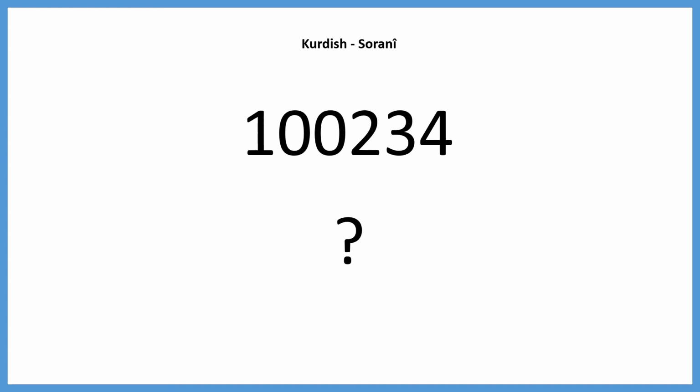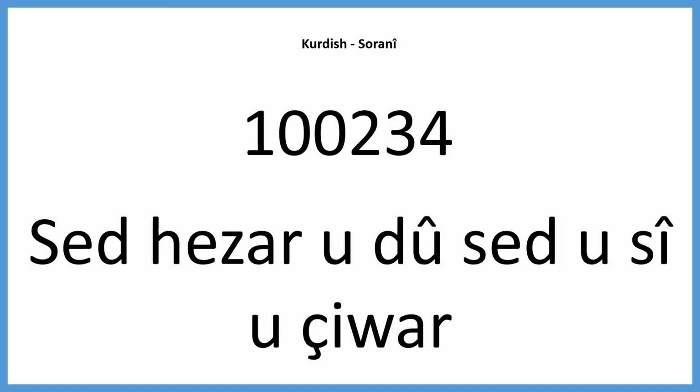Our final example will be a much larger number, 100,234. You may pause the video here. Excellent. This number would be Sed hezar u du sed u si u chwar. Sed hezar is 100,000. U and du sed 200. U and si u chwar 34. Sed hezar u du sed u si u chwar.